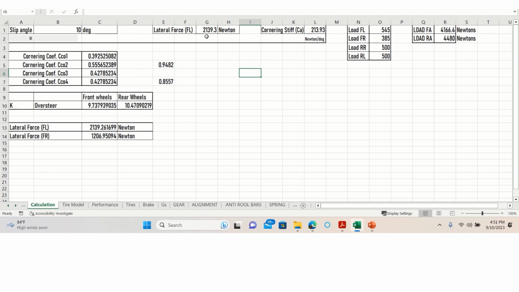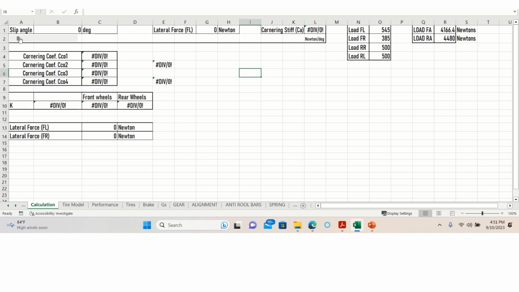Lateral force on the front left is 2139. So the load on the front left is higher, obviously, because we have the driver sitting on the front left. Lateral force front left versus front right. So let's take it all the way down to 0 degrees.